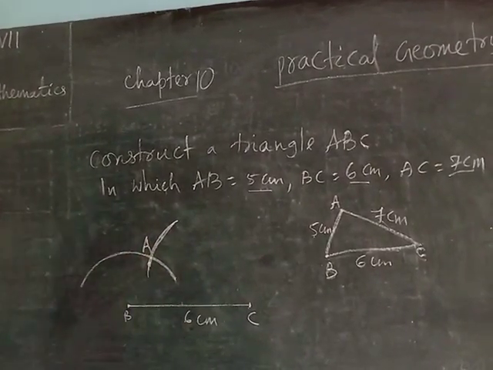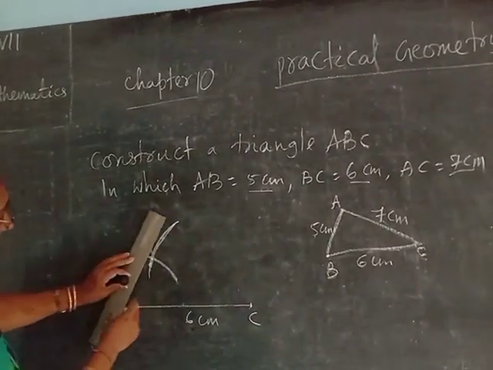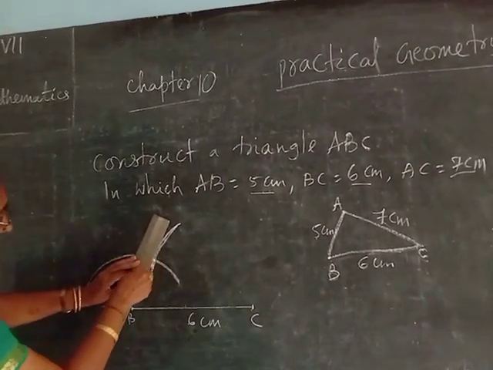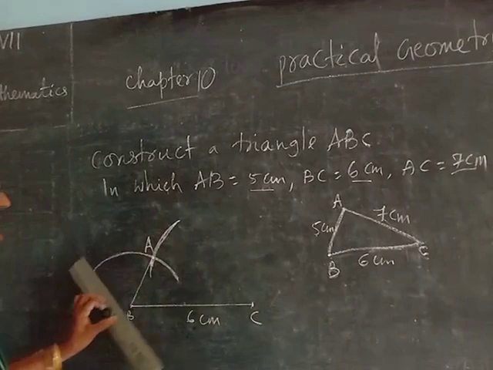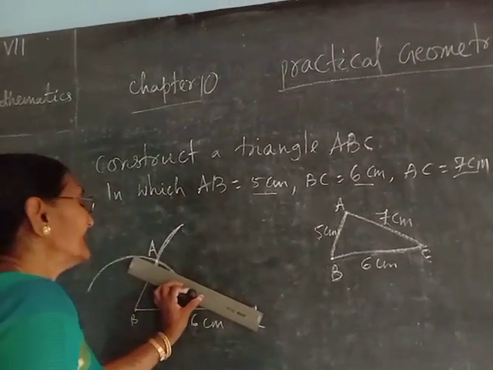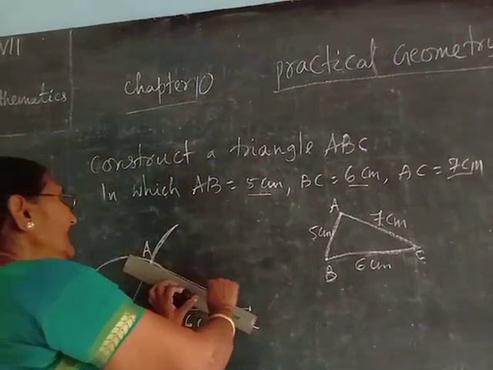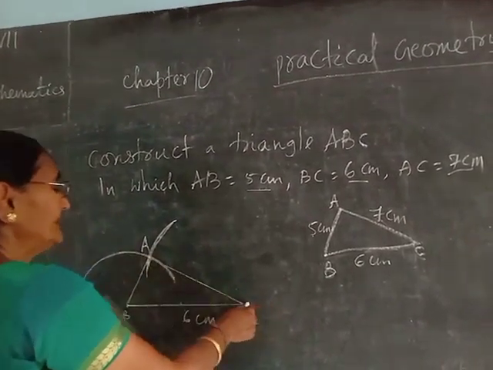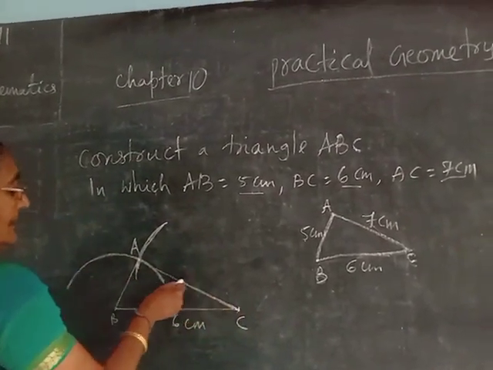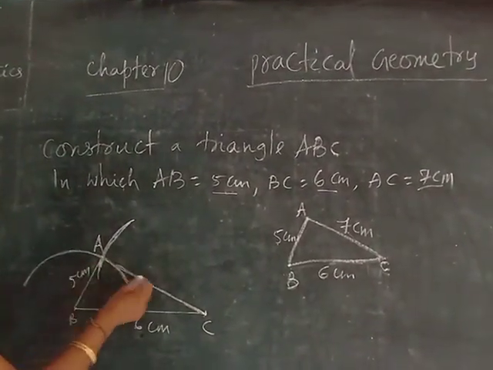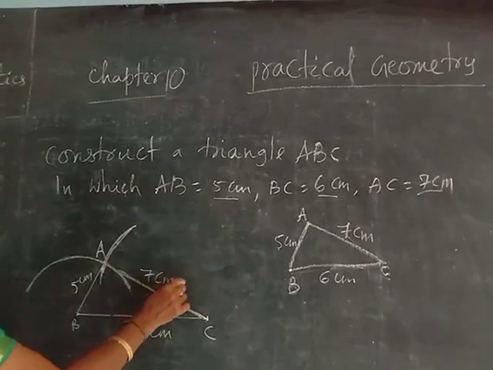Now the 2 points A and B you will join with the help of a scale. Then next A and C also. See, these 2 points you will join with the help of the ruler, that is scale. So this is the required construction. It is the required triangle with 3 sides given.